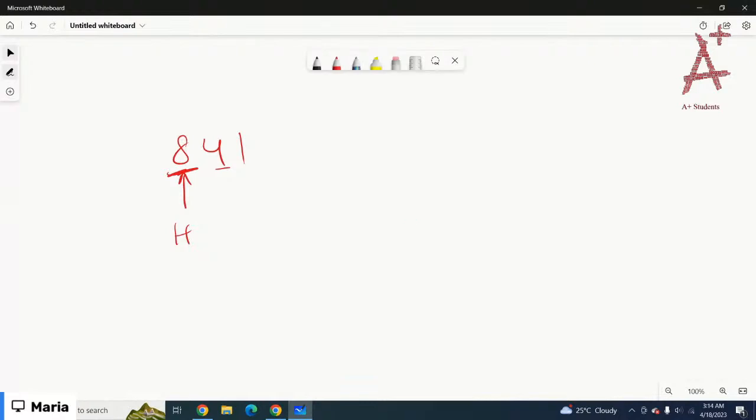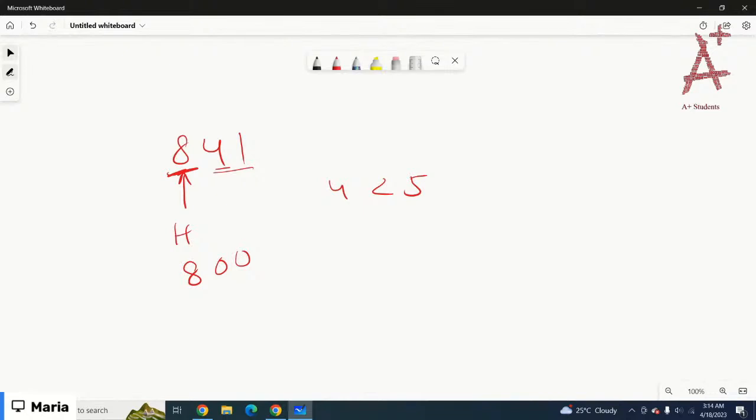You have 4. Compare it to 5. 4 is less than 5 or greater than 5? 4 is less than 5. Got it? That means you have to round on the same 100. You write 8 as it is and replace the other two digits with 0. So it would be rounded off to 800. Got it?